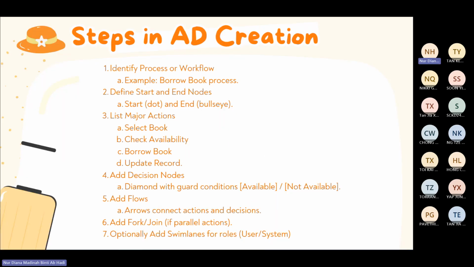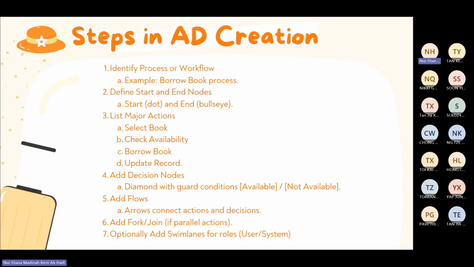For example, you need to identify a process. Just now you have a lot of activities, right? So you need to choose one activity and identify what processes are involved in it. For example, here we want to show the activity borrow book. So what will be the processes inside borrow book? You are going to have your start and end as nodes, where for the start you use a dot and for your end you use a bullseye. You know what a bullseye is? A big circle, and inside it you have a circle that is colored black.